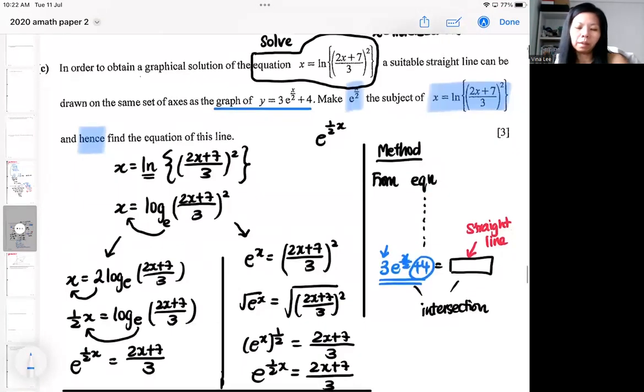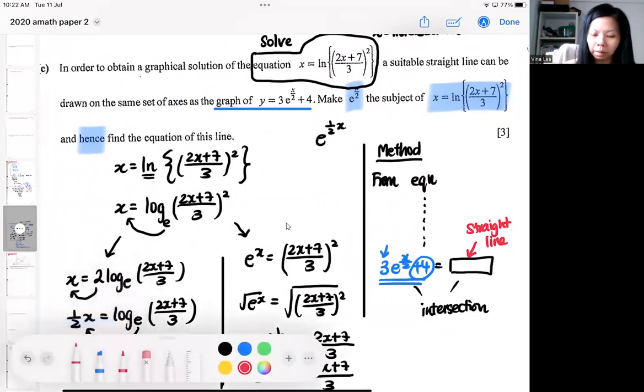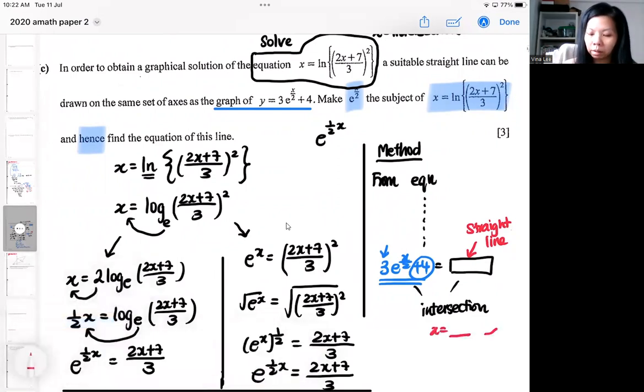Okay, so this method is also applicable in EMAP. The method is the same. You manipulate the equation from the equation that you would like to solve to get to the graph, and the subsequent one will be the straight line that gets you the intersection. So the intersection ultimately will give you the solution that solves the equation.